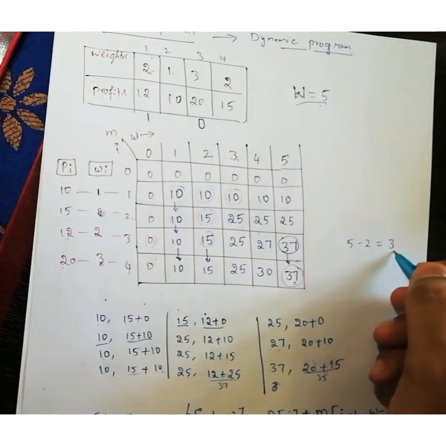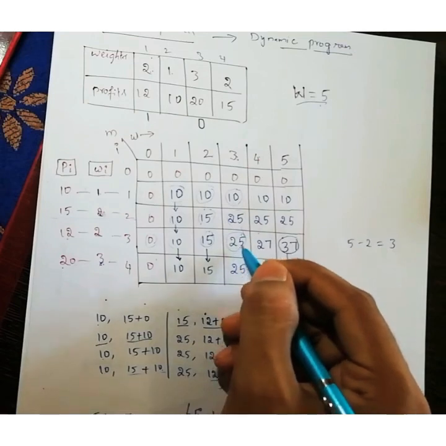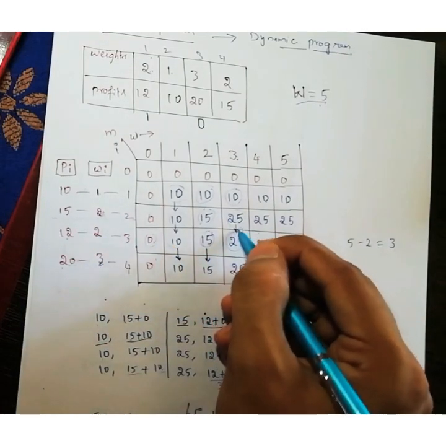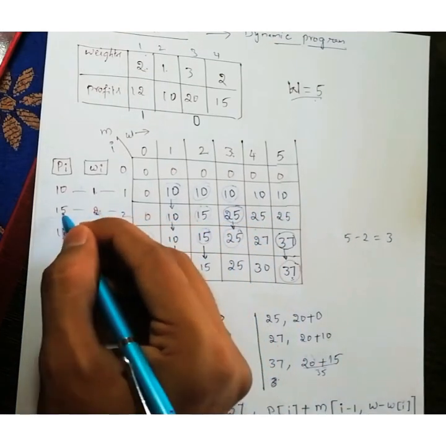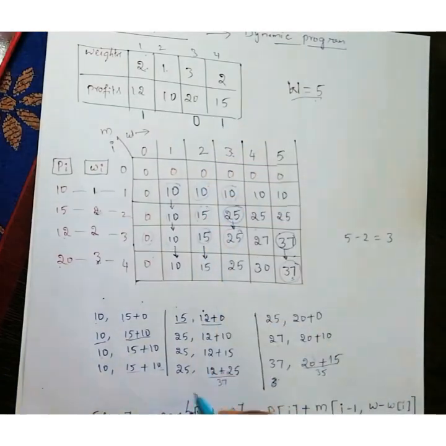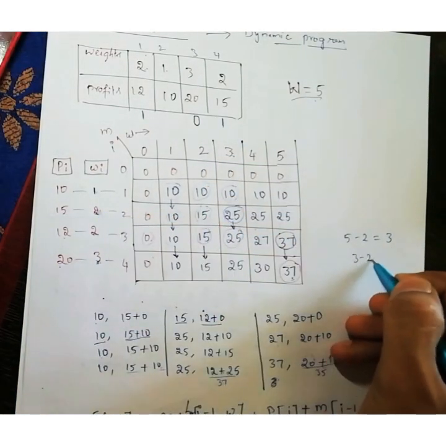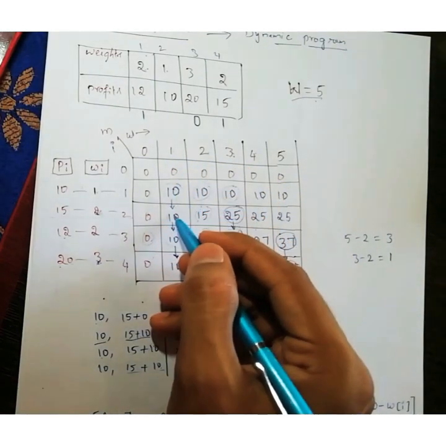So now I will check this third column. So 25, is 25 really coming from weight 2? No, it's coming from the previous one. So that means I am going to select this 2 with the profit 15. This one I will select. Okay, so that means 3 minus 2, 1. So remaining capacity is 1. So just select 1 here.